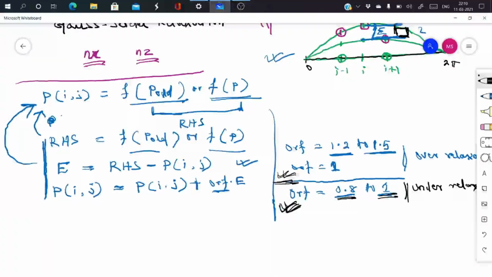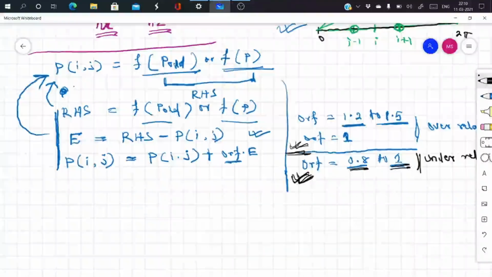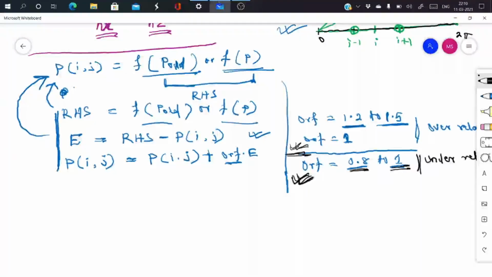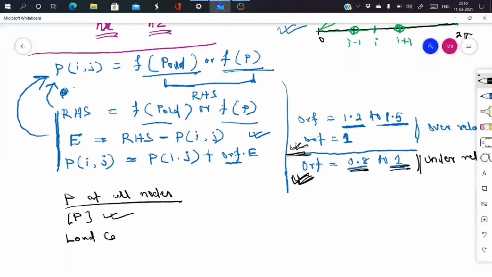Now this is all about solving the pressure. So basically after solving this program, what you are getting is P at all nodes. That means you are getting the P matrix, the full P matrix. Now as we always do, the next thing is to calculate the load carrying capacity.